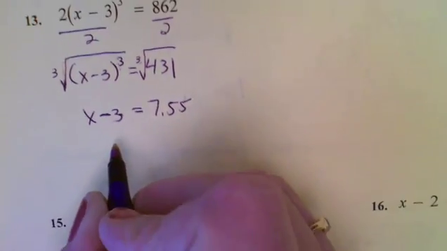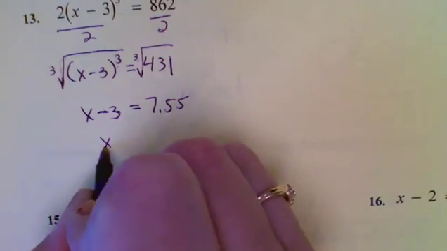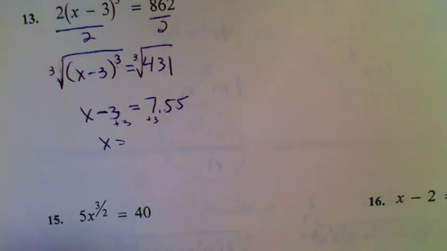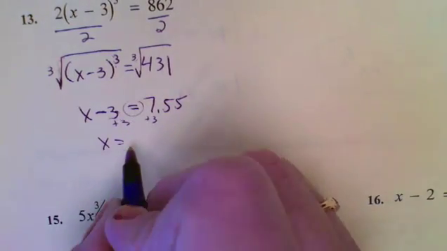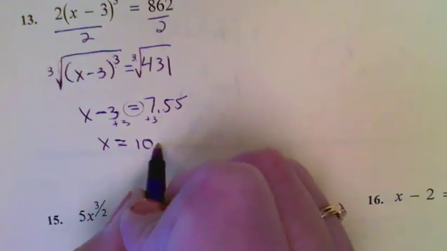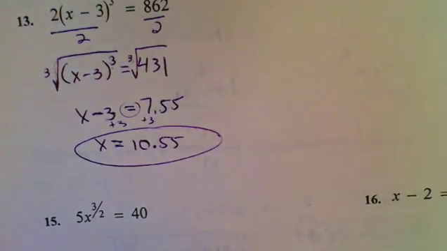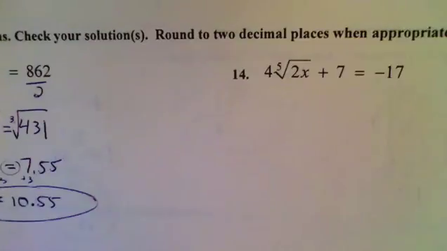And then to solve for x, I just need to add 3. So again, you can show me that step. You don't really have to show me that's what you're doing, but you're going to add 3 to both sides of the equal sign. So I'm going to get x equals 10.55. And that's my answer.